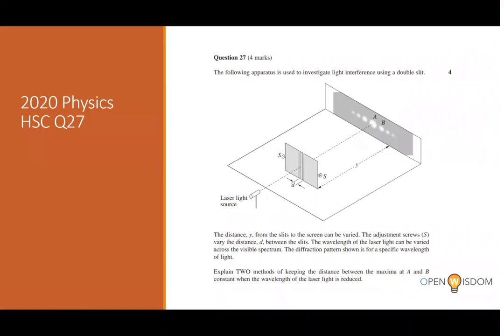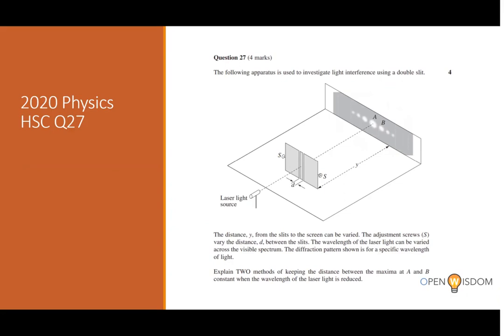Question 27. The following apparatus is used to investigate light interference using a double slit. The distance y from the slits to the screen can be varied. The adjustment screws vary the distance, d, between the slits. The wavelength of the laser light can be varied across the visible spectrum. The diffraction pattern shown is for a specific wavelength of light.